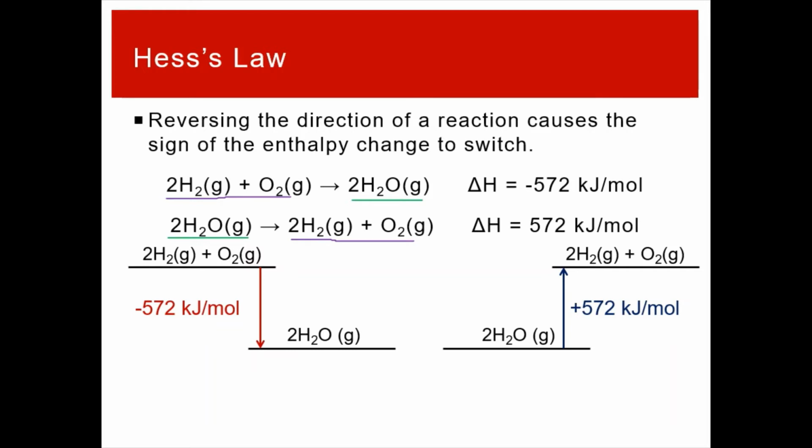So if you know that the reaction in one direction is exothermic to a certain extent, in this case 572 kilojoules per mole, the opposite direction has to be endothermic to the exact same extent. If hydrogen and oxygen giving you water releases energy, going from water to hydrogen and oxygen has to take in energy, and it takes in the exact same amount of energy that the other direction released. So swapping the direction of a reaction just swaps the signs. You switch sides, you switch signs.